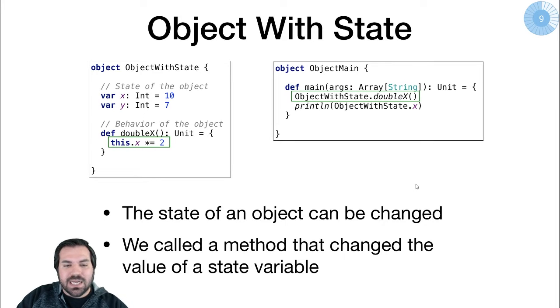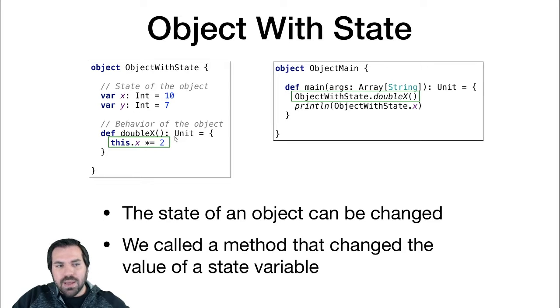And we can actually change the state of an object. In this call of object with state dot double x, we're going to call this double x method, which doesn't take any parameters and returns unit, something that at first glance looks like it should do nothing at all. But in fact, it does modify the state of the object. A little more terminology: it's something we call a method with side effects. The side effect of calling this method is that the value of x will be doubled. So after calling this method, the state has been changed. The state variable x is now the value 20.